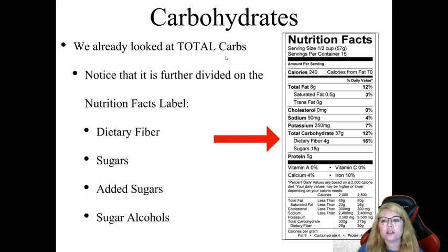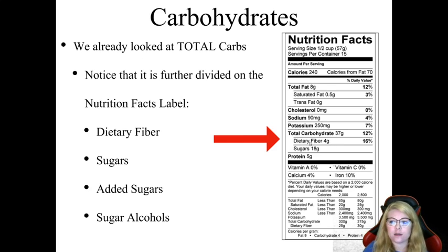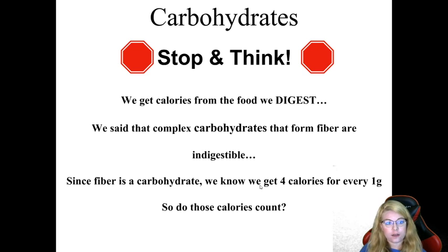All right, we already looked at total carbs in the previous lesson, and now we're going to notice further that it's divided. We see dietary fiber shows up here, as well as sugars. On the previous nutrition label, there was that added row of added sugars, so you'll see that commonly on a lot of nutrition labels. Occasionally, on specialty food items, you may even see something called sugar alcohols, which is another whole category. But all four of these fall under total carbohydrates.